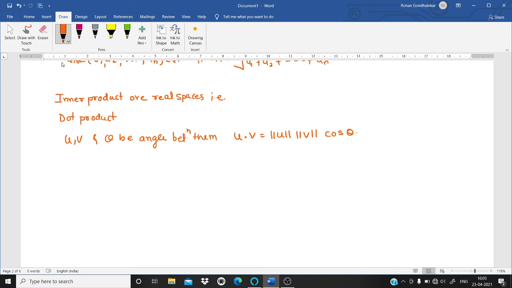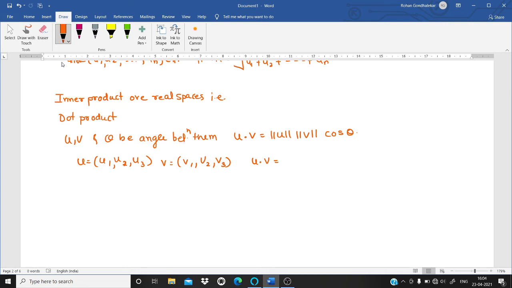Fine. Hence, suppose we have the vector u component wise given as u1 comma u2 comma u3. The vector v is given by v1 comma v2 comma v3. Then u dot v will be norm u into norm v. So what do you say about norm u into norm v? It's a square root of u1 square plus u2 square plus u3 square and so on, like that.